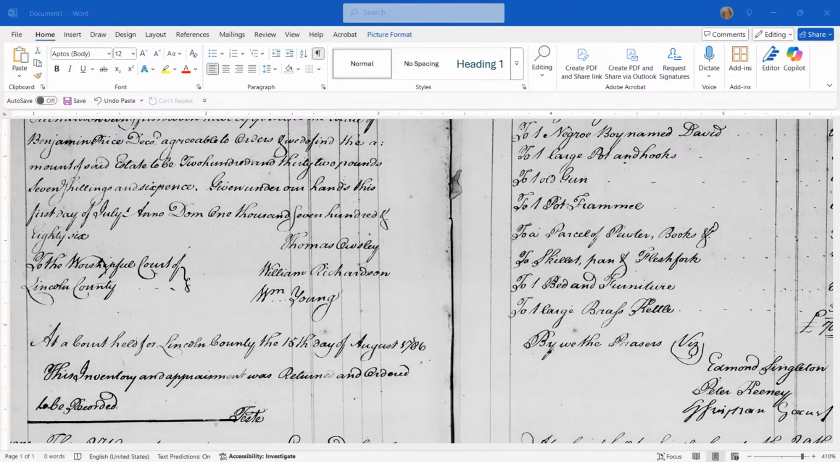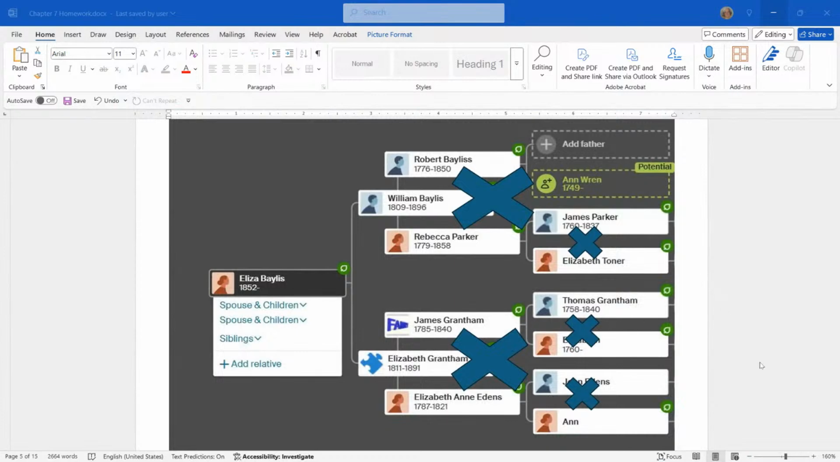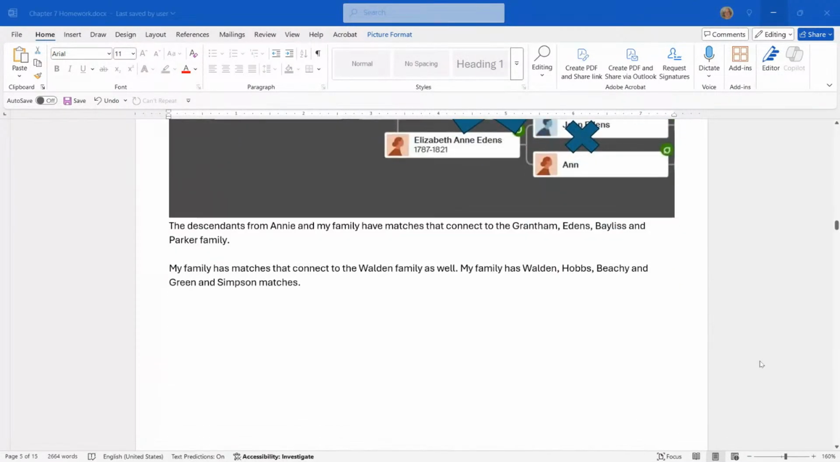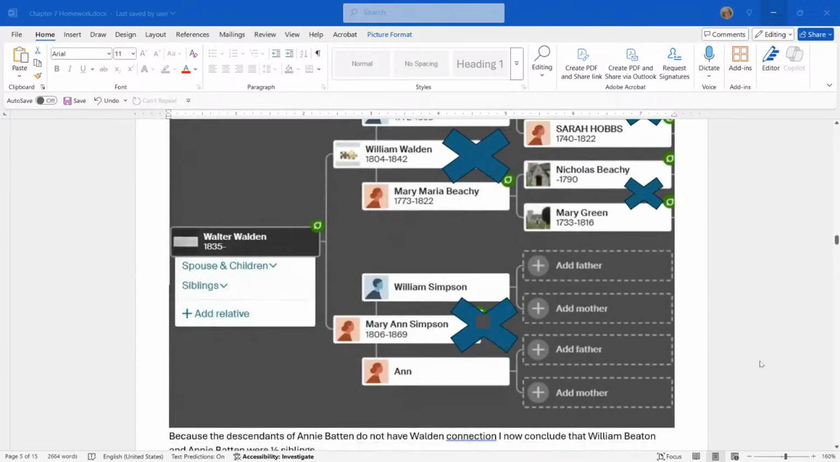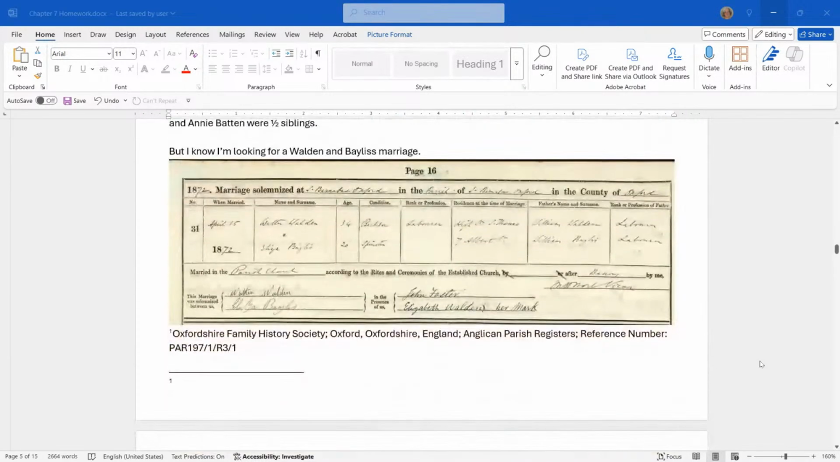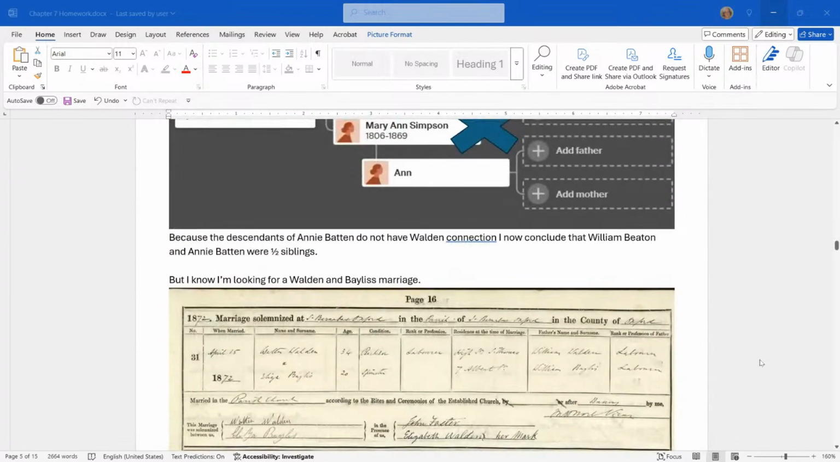Oh, well, good. I'm not on the homework. All right, let me pull up the right file here. Okay, and sorry. So then I just started DNA testing and came to the conclusion that I'm looking for a Bayless marrying a Walden, or at least finding that couple. And that's when I found Walter and Eliza.